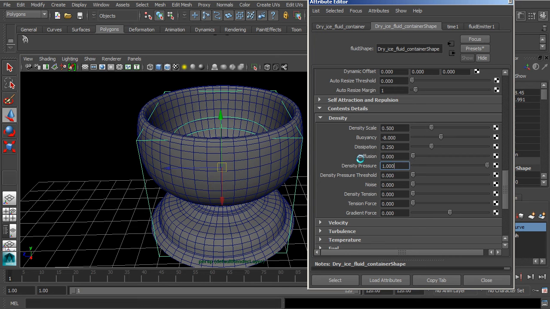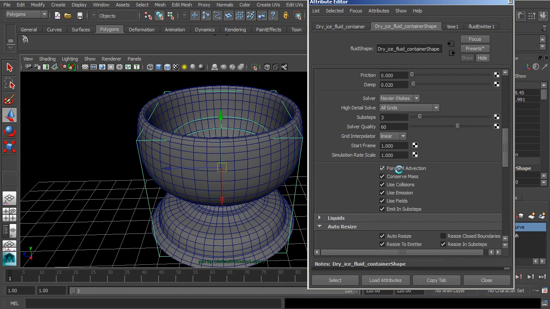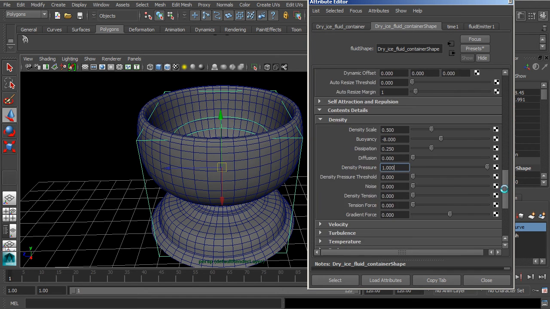Now, this attribute is really going to be, you can say, the soul of the reaction, the soul of the dry ice. And the density pressure will work in conjunction with the forward advection also, because the more the fluid gets pressurized, this important attribute, the forward advection, will try to push it further outside the bowl. All right, so this is very important.